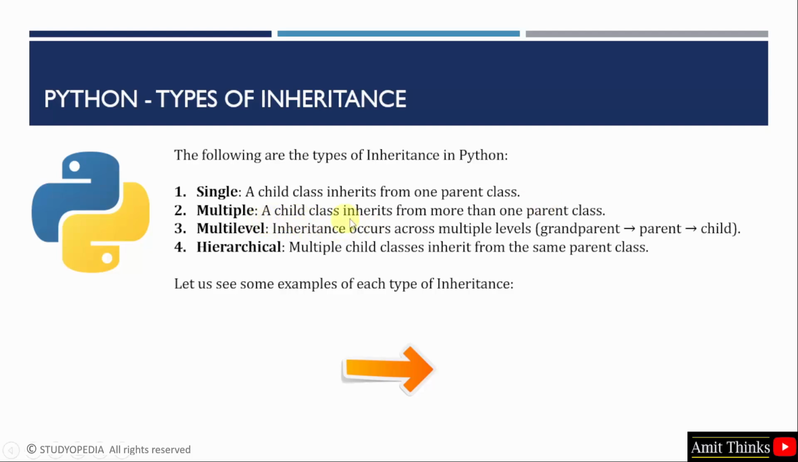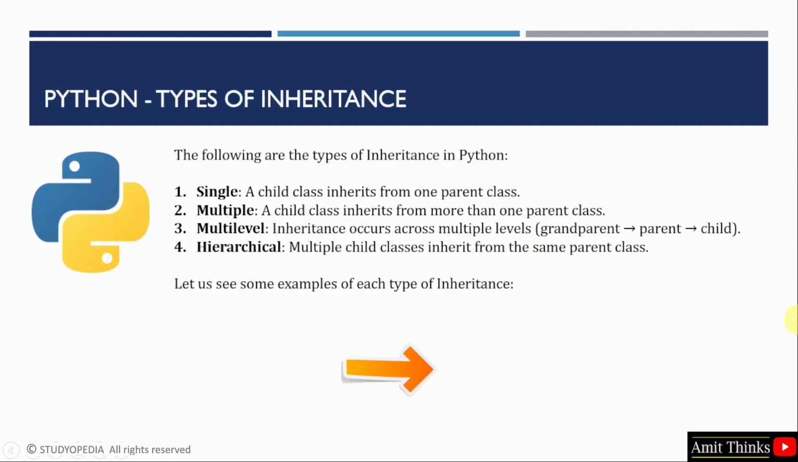Then we have multiple inheritance, where a child class inherits from more than one parent class. Here we have multi-level, that is more than one level, for example grandparent, then parent, then child. After that we have hierarchical, in which multiple child classes inherit from the same parent class. We will see these examples one by one.